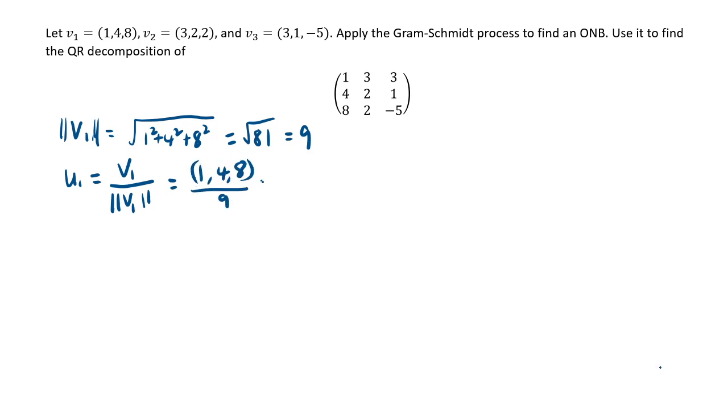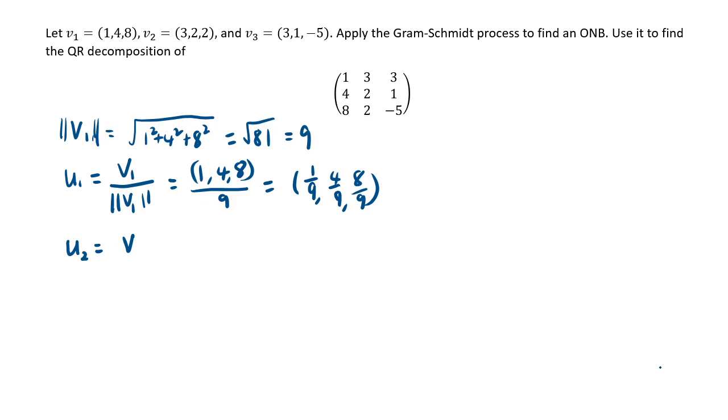Now, for the purpose of calculation, it's easier to use this in the future, but when you write down the orthonormal basis, you should write it like this, because you're trying to write one vector. This is a vector with a scalar multiplication, whereas this is just a vector. Let's move on to calculate U2.